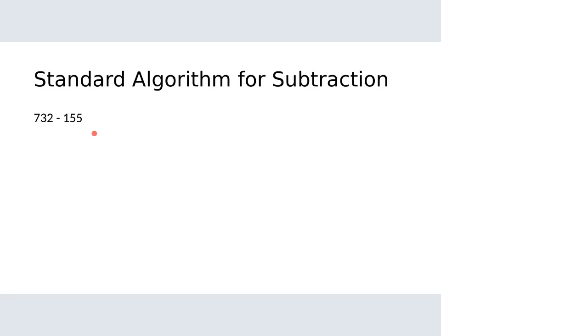Just like we have a standard algorithm for addition, we also have a standard algorithm for subtraction. And so if we want to do 732 minus 155, we can subtract here. Kind of like our approach to addition, while our normal thing would be to subtract bigger numbers first, if I was subtracting money, I'd subtract the hundreds, then the 20s, then the 10s.